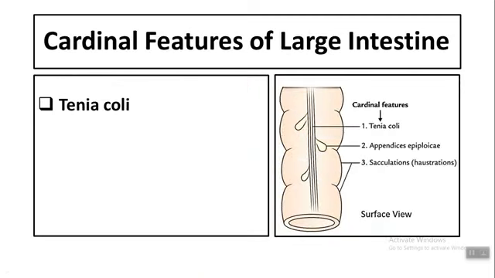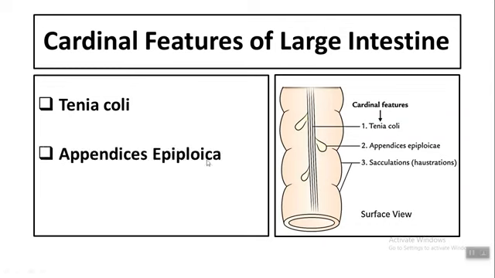What are the cardinal features of the large intestine? The first is the presence of the tinea coli. These are the longitudinal bands of muscularis, or the muscle layer of the large intestine, which is called tinea coli. This is one of the cardinal features of the large intestine.